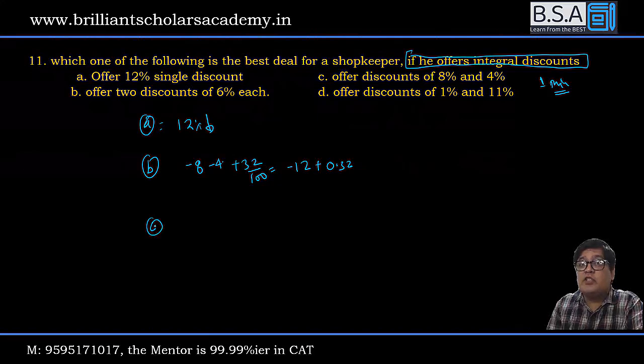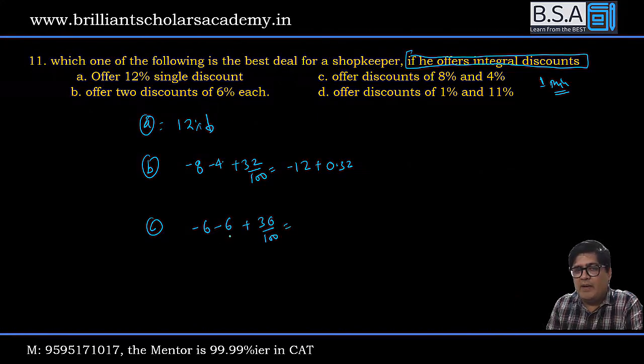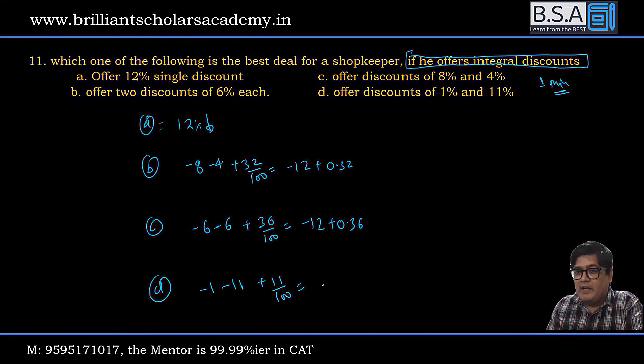Answer option C. It is -6 plus 36 upon 100. A plus B, or X plus Y plus XY upon 100. So -12 plus 0.36. And the last one, -1 -11 plus 11 upon 100 is -12 plus 0.11.